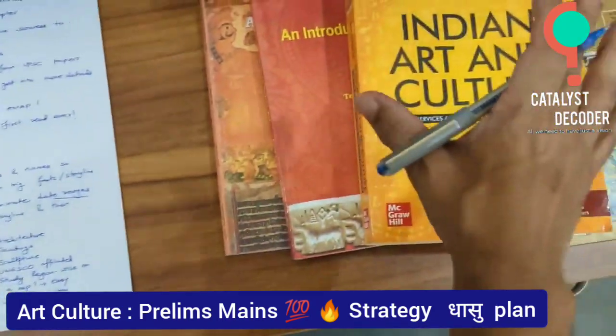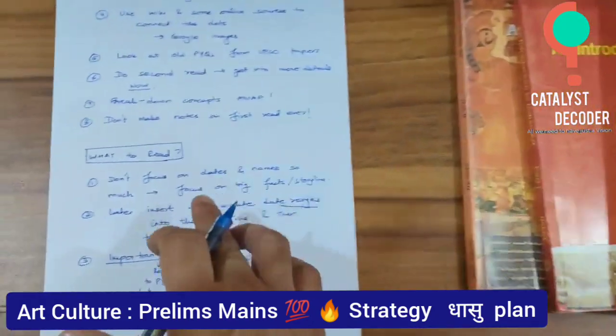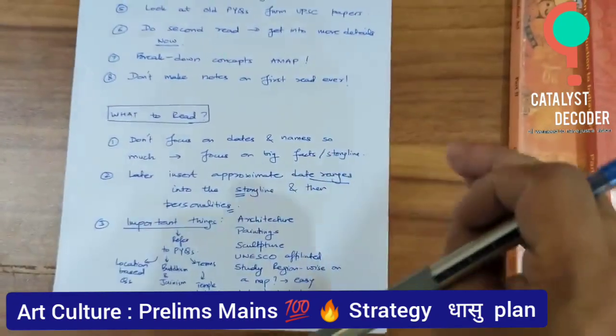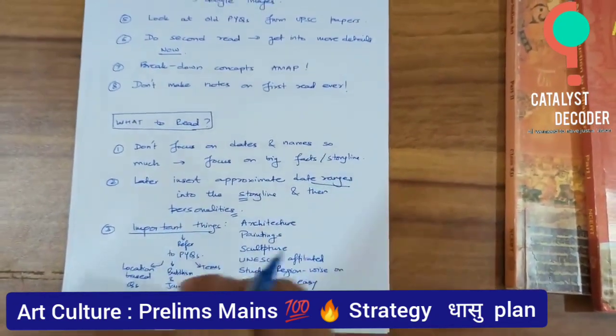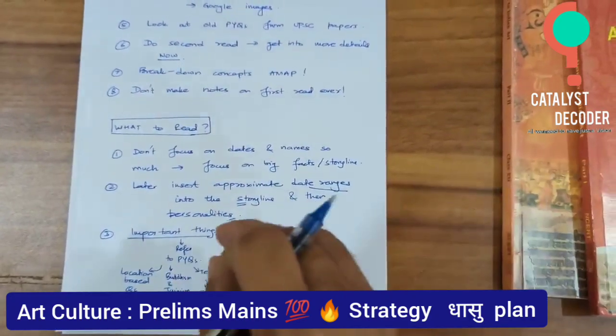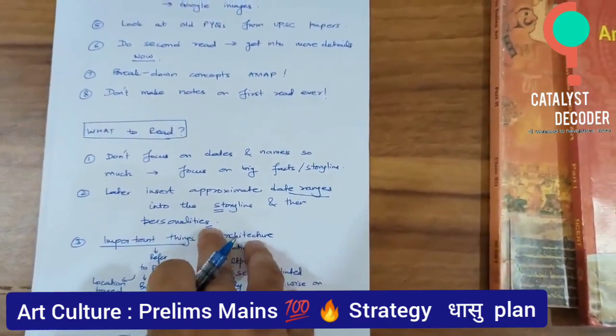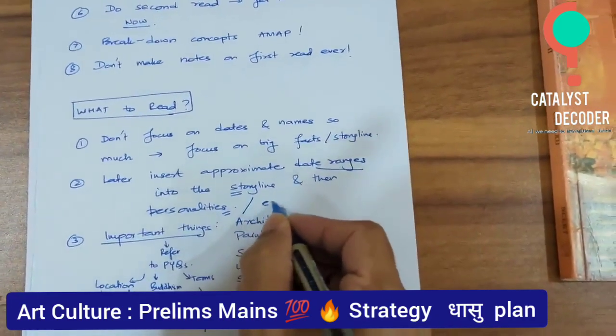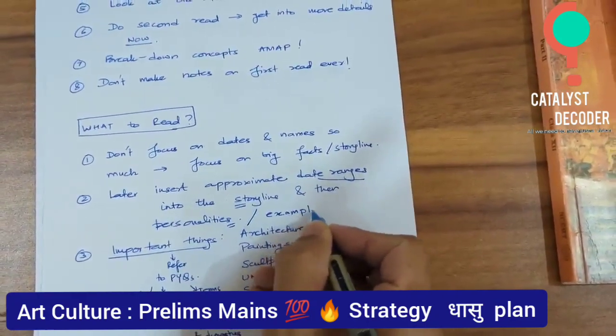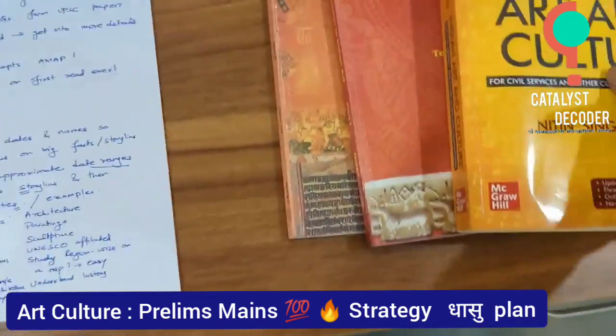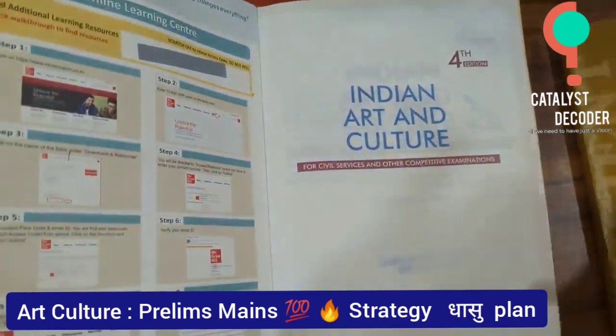See, once you have understood the story from these books, then you can go ahead and insert the important date ranges. You can never remember a date. So you can insert important date ranges into that storyline and also the personalities or examples that you want to study. So for example, let's say you are studying about Indus Valley Civilization. Arts in Indus Valley Civilization.